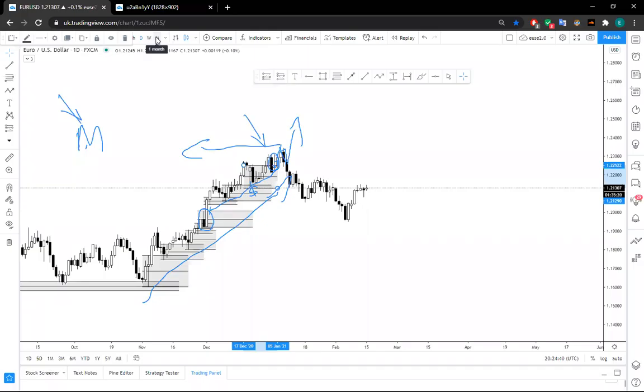Pullbacks are also getting more violent than prior pullbacks. Another sign of change. Exactly. There you go. It gets more violent. So you're understanding that price behaves in that manner.